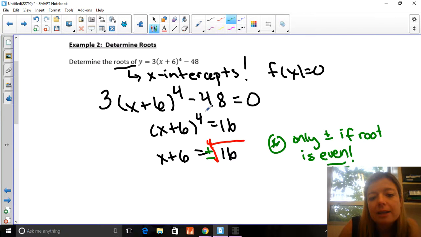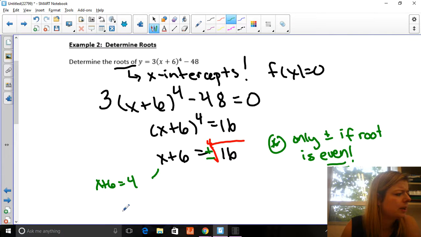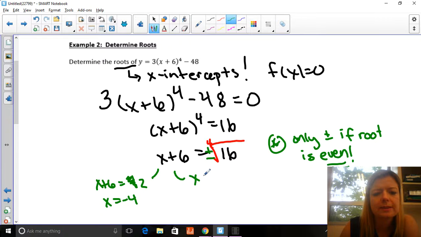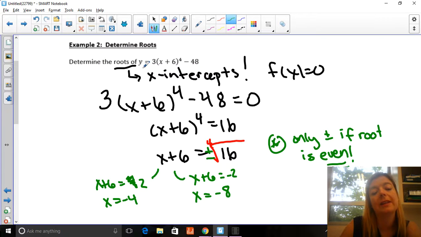If this was an odd number, you don't do the plus and minus here. So if this is a 3, you don't do the plus and minus, okay? So then you get two different sets here. Oh, sorry, not 4, quarter root. x plus 6 equals 2. So x equals -4. Or x plus 6 equals -2. So x equals -8. So those are the roots of this function, the x-intercepts, okay?